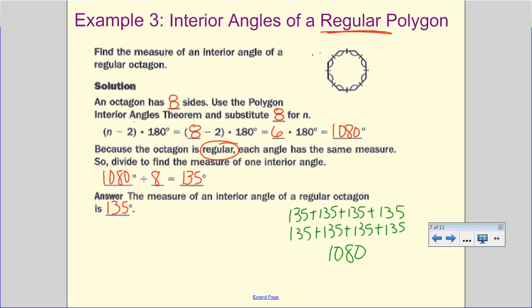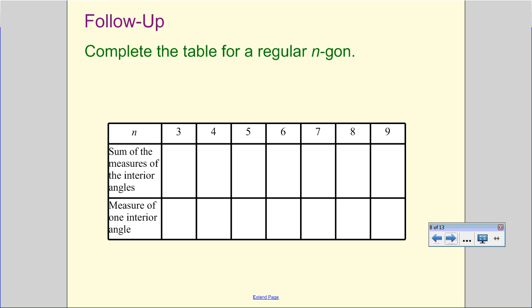The other way we can do it is pick a vertex and draw in all your diagonals and count 1, 2, 3, 4, 5, 6 triangles. So guys, we're able to do this problem without really memorizing a formula, but we think of that process. 6 triangles times 180 degrees gives me my total. Take that total and divide it by how many angles I have. All right, now what we want to do is we want to be able to complete this chart here.